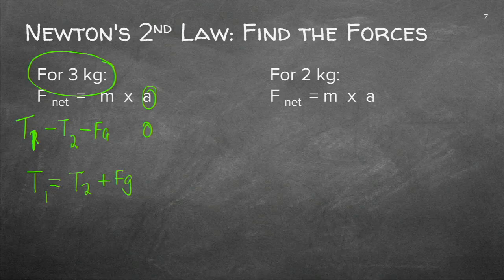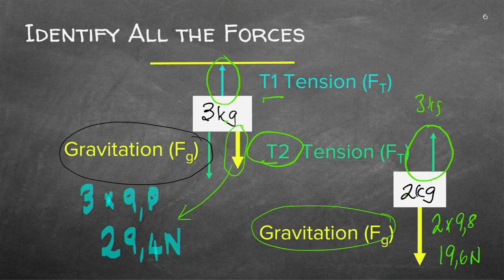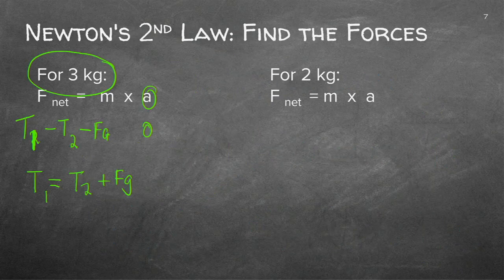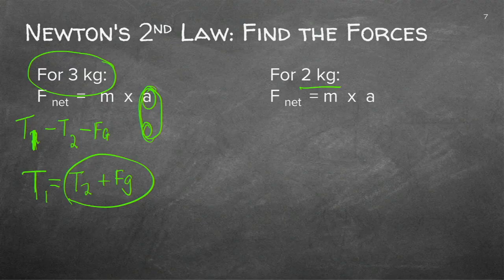We said we've got T1 there, and we've got the 2 forces downward, and have a look. T1 there, upward, equals the 2 forces downward. Because it's hanging still, there's no acceleration. Let's have a look at the 2 kilograms.